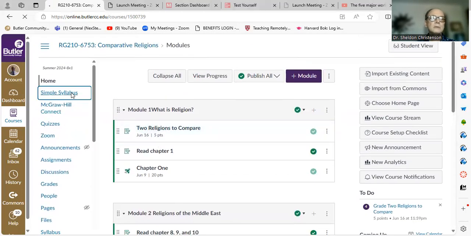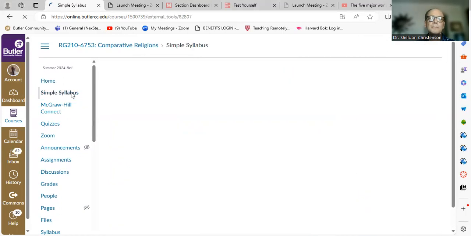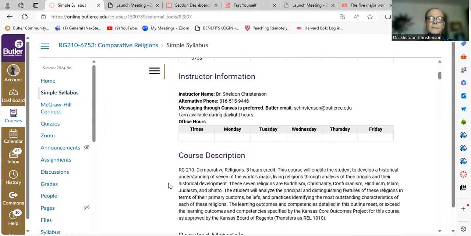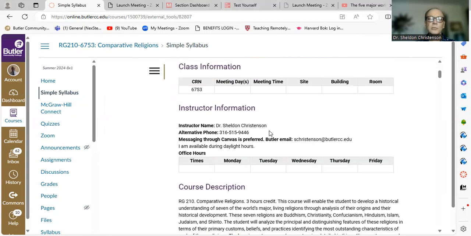Looking at the syllabus, my contact information. You can sparingly use my phone number. I would much prefer that you use the Canvas inbox. My phone's with me pretty much all the time, so if you send a message to the inbox, it'll show up on my phone right away. And my direct email is the same as the Canvas one.